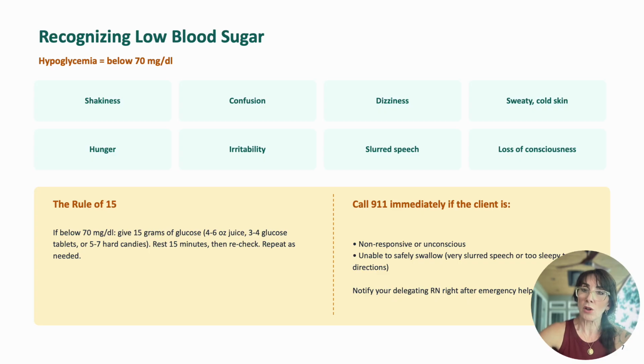If a resident is alert but has a low sugar, you're going to follow the rule of 15 and administer 15 grams of glucose or carbohydrate, followed by resting and watching for 15 minutes, then rechecking the sugar level. If the resident is non-responsive or unconscious, that's a 911 call. You cannot give any kind of glucose or soda pop or orange juice to somebody who is not responsive to swallow that.